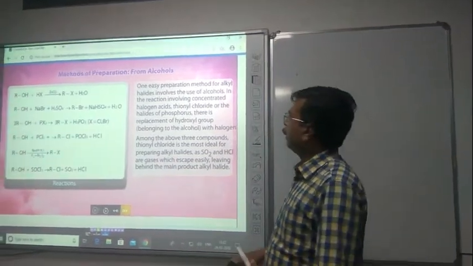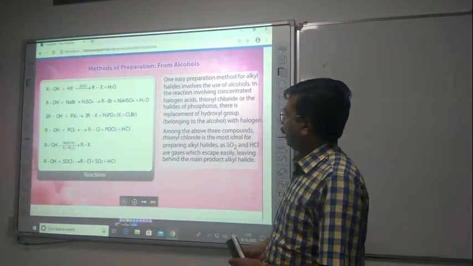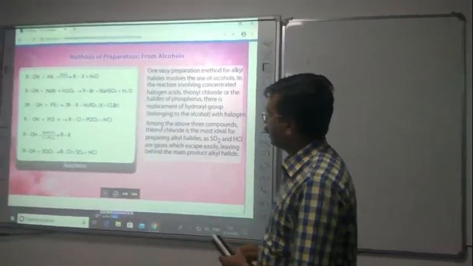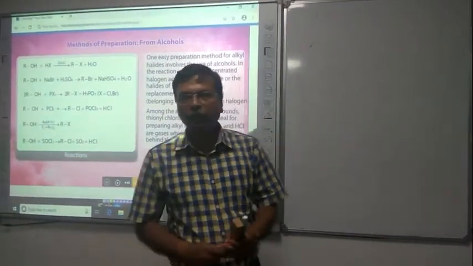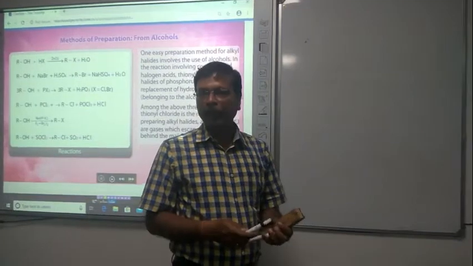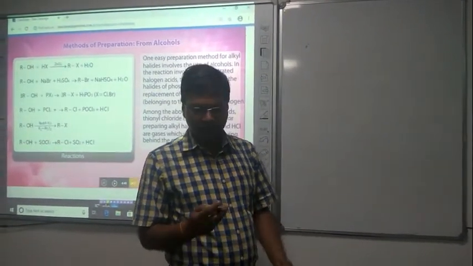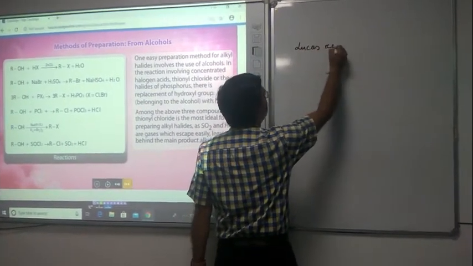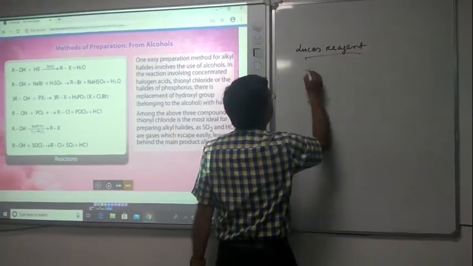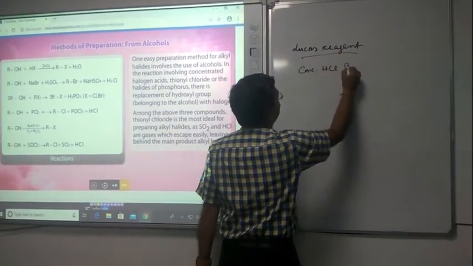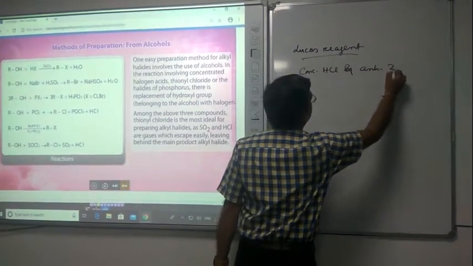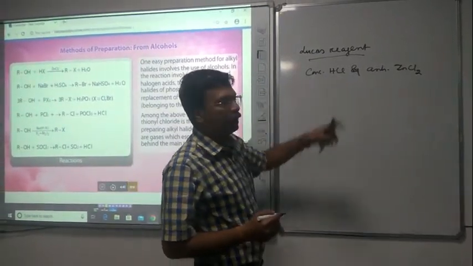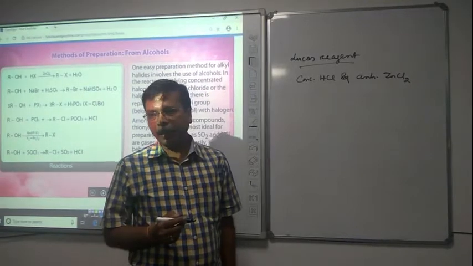Then we will come to the use of Lucas reagent to distinguish primary, secondary and tertiary alcohol. Primary, secondary and tertiary alcohol differ in their reactivity towards the Lucas reagent, or by using the Lucas test we can distinguish primary, secondary and tertiary alcohol. So what is Lucas reagent? Lucas reagent is concentrated HCl and anhydrous ZnCl2. Concentrated HCl and anhydrous ZnCl2. That is Lucas reagent. And by using this Lucas reagent, we can distinguish primary, secondary and tertiary alcohol.